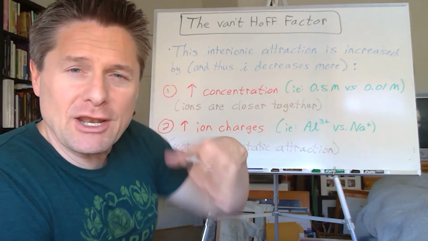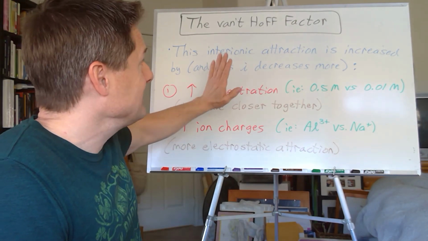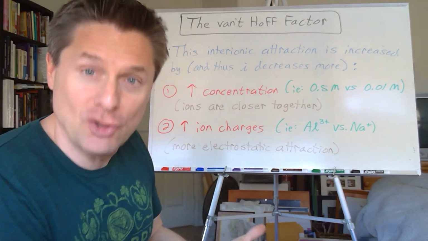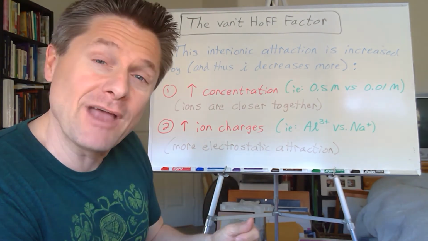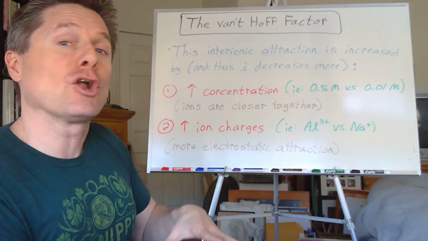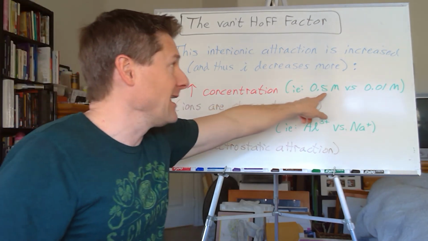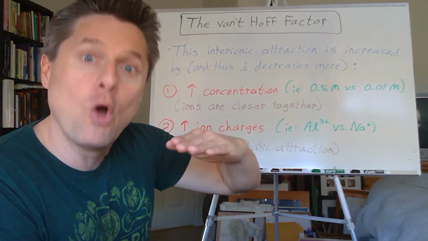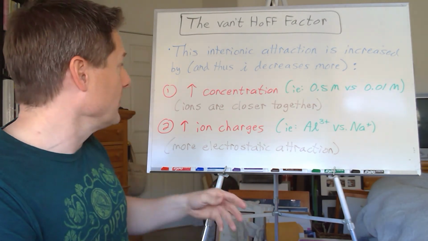All right, so this interionic attraction, ion pairing, ion clustering, whatever you want to call it, is increased by, and therefore the i value decreases more due to, two things. The more interionic attractions there are, the lower the i value, because the less independent those ions are of each other. First, an increase in concentration. There are more solute particles, they're closer together, and more likely to be attracted to each other. Like I said, with a 0.5 molar solution versus a 0.01 molar solution, the i value is going to get lower and lower as the concentration gets higher, because there's more ion clustering.